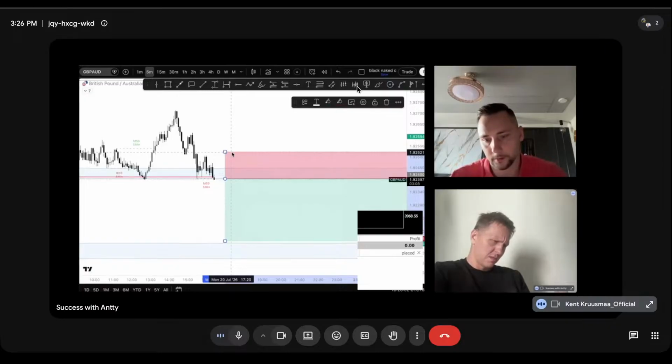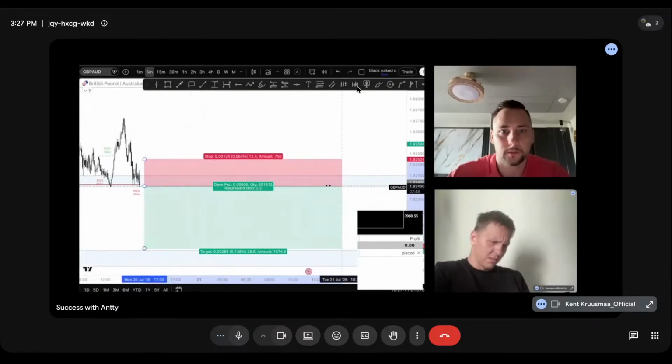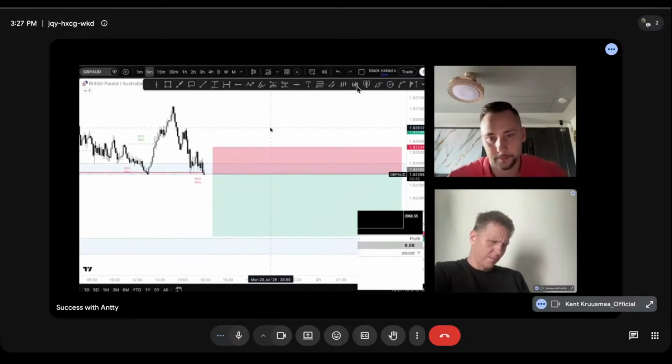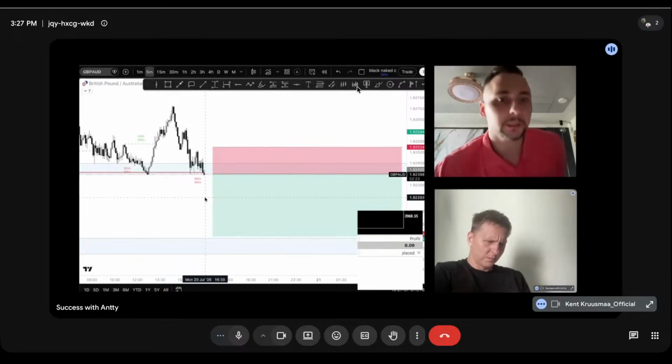Let me see how I'm gonna find it. Okay. So how much lot? GBP AUD, right? How many pips is it? 12 pips stop loss. So that's 0.92524, and sell by market. And I want to see how much my risk actually is. So I bought 0.1 lot.